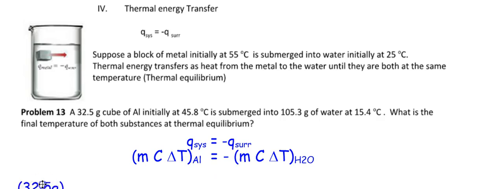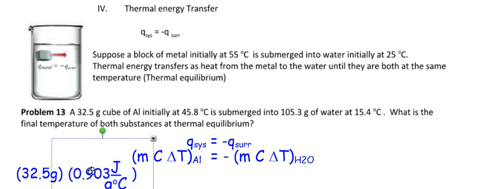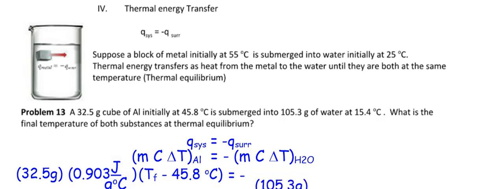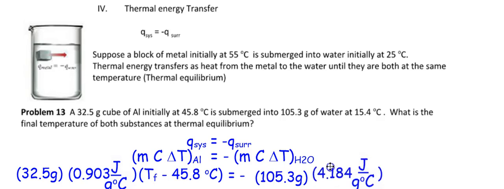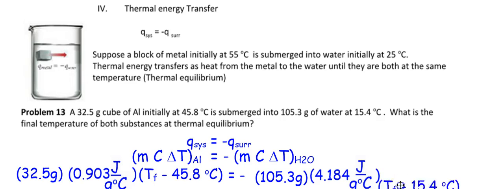How much aluminum do I have? I have 32.5 grams. What's the specific heat capacity of aluminum? I looked it up. There's a chart someplace, and there it is, okay? I do not know my final temperature. That's why I have T final there. Then I have my equals, and I did not drop my negative sign, so I shouldn't expect you to do the same. What's the mass of the water? They told me it's 105.3. What's the specific heat capacity of water? Hopefully you haven't forgotten that. You're going to get used to it. And final temperature minus initial, okay?